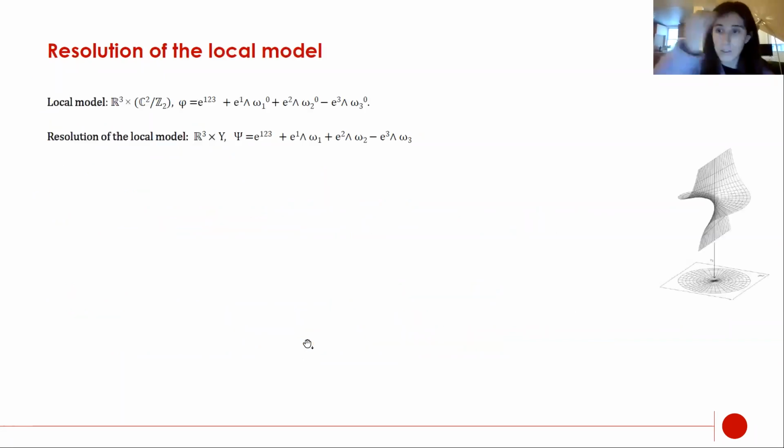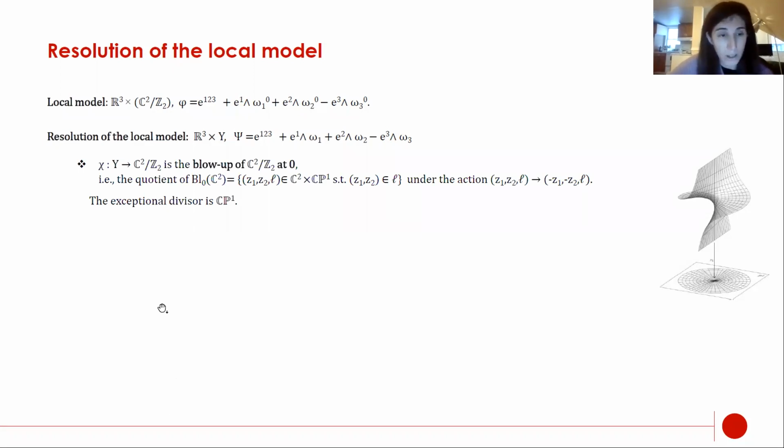So to resolve the local model, we can proceed as follows. Since our local model is a product of two spaces, R3 is non-singular and the other is singular, what we do is just resolve the singular part. This is the topological resolution, but to resolve the 3-form, one has to find an SU2 structure on this resolution and construct the G2 structure in the same way as we did before.